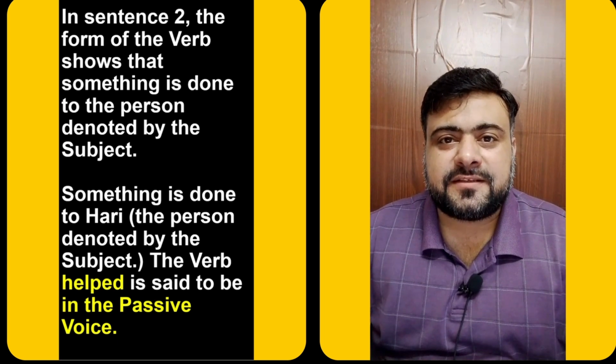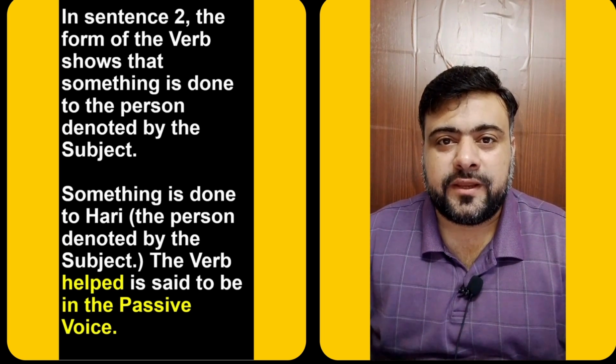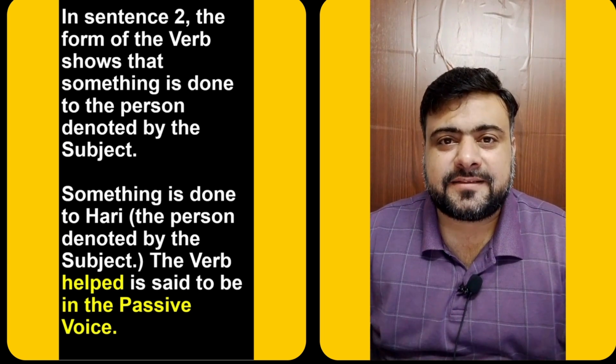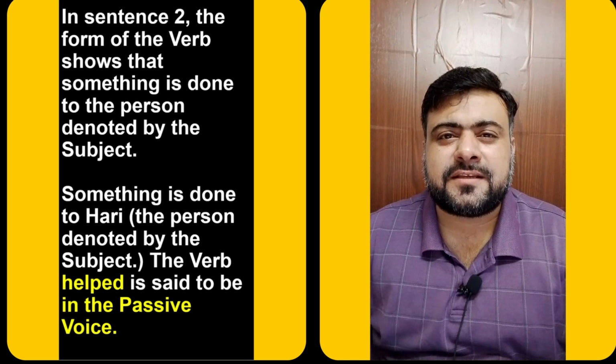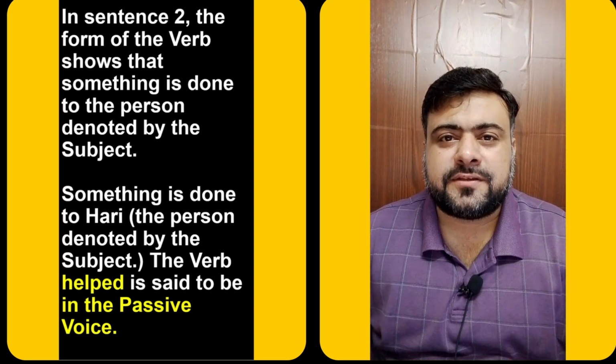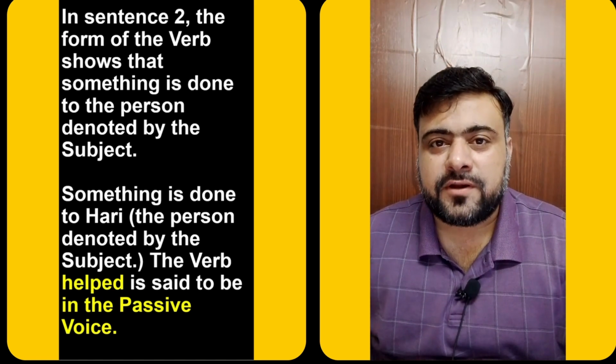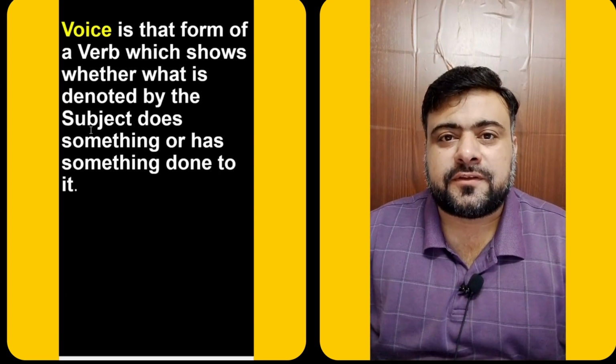In the first sentence, the subject was active. It was doing an action. In the second sentence, the subject is passive. It is not doing any action. That is why these are called the active voice of the verb and the passive voice of the verb. So what is the voice?